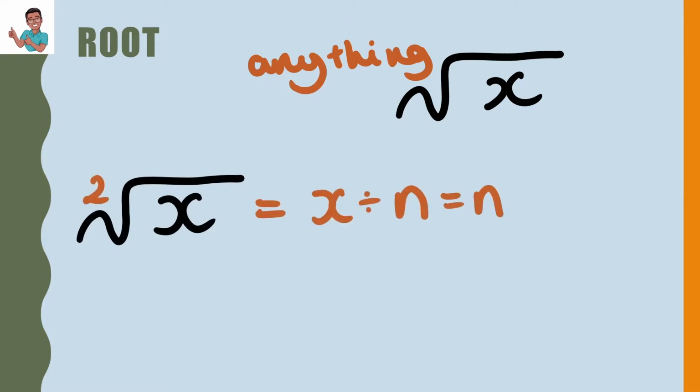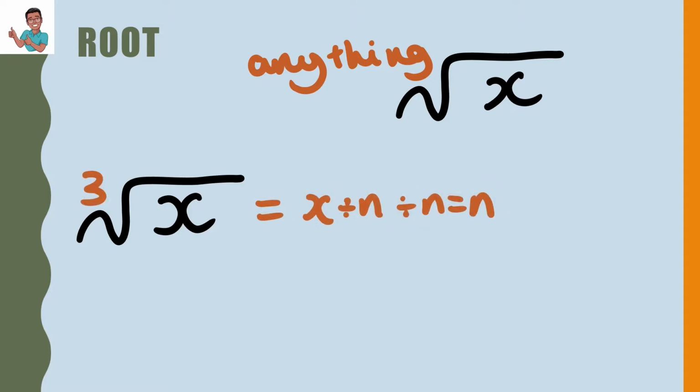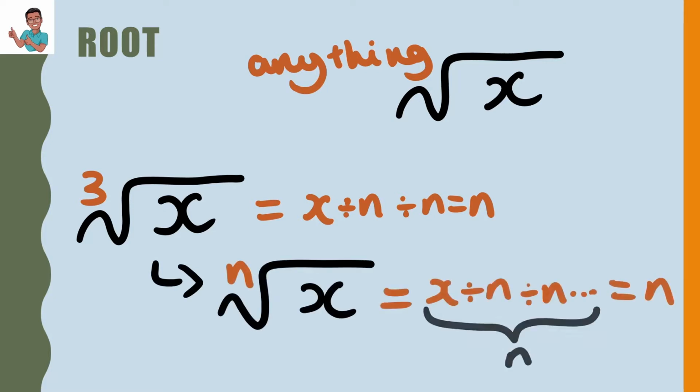So when we have square root, it is like saying x divided by n equals n. So whatever we divide the number inside the root by, it has to be the answer. So if we have cube root of x, that would be like saying x divided by n, which gives n. So this is the general rule.